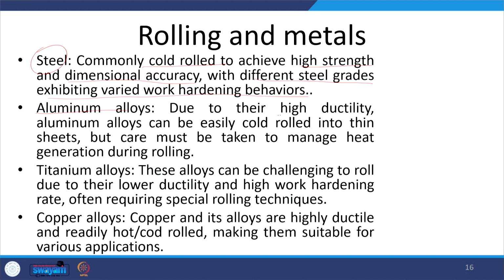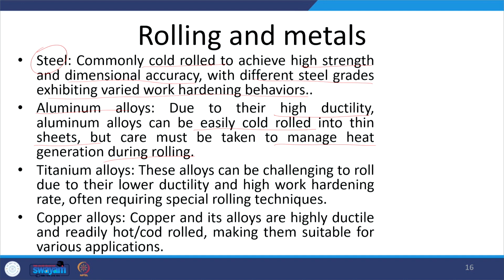Aluminum alloys, due to their higher ductility and lower yield strength, show easy cold rolling into thin sheets, but care must be taken to avoid the thermal damage which is generated during the rolling, because the aluminum experiences a lot of softening at around 200 to 250 degrees centigrade. So, the thermal management is extremely important to avoid the degradation in the properties of the aluminum alloys even in case of the cold rolling.